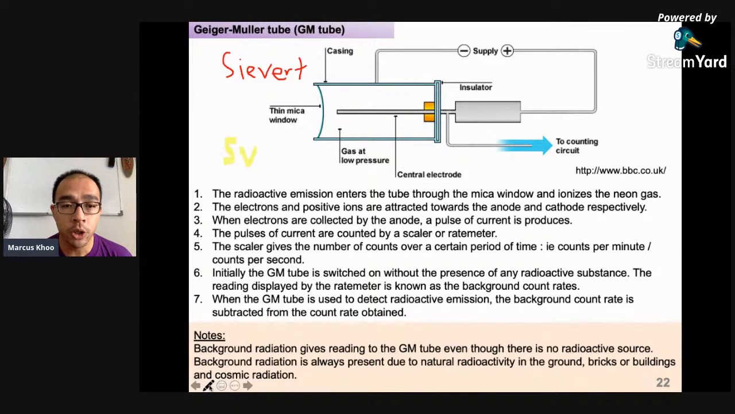Initially, whenever we turn on a Geiger counter or a GM tube, we feel that we are nowhere near any radioactive substance. We actually expect the reading to be zero, because there's no radioactivity. But there is going to be some activity, because the reading displayed, and I'm going to stress this very much, the reading displayed by the rate meter is known as the background count rate.